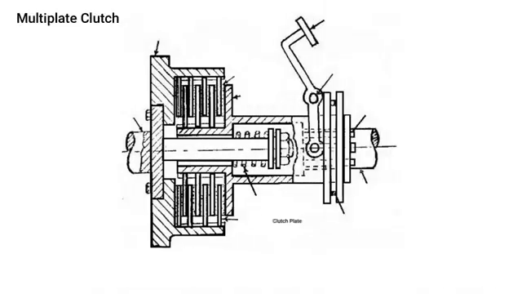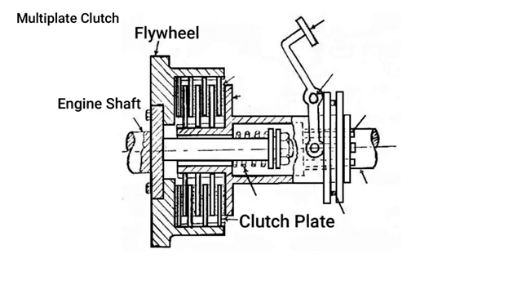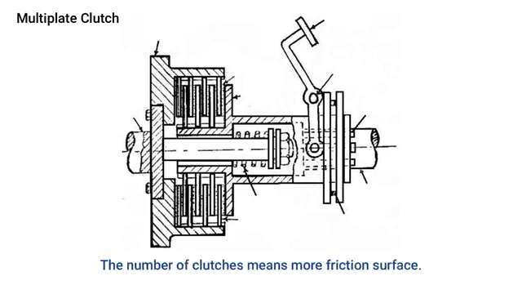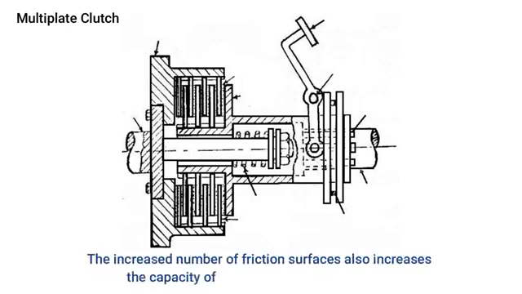Multi-plate clutch. In this type, multiple clutch plates are used to make frictional contact with the flywheel of the engine. This transmits power between the engine shaft and the transmission shaft of a vehicle. The number of clutch plates means more friction surface. The increased number of friction surfaces also increases the capacity of the clutch to transmit torque.